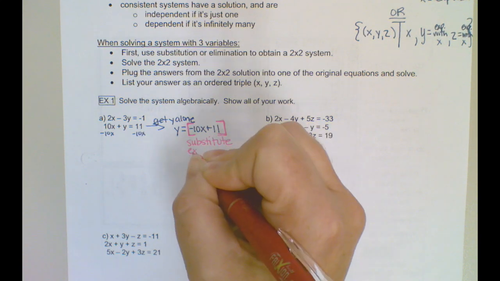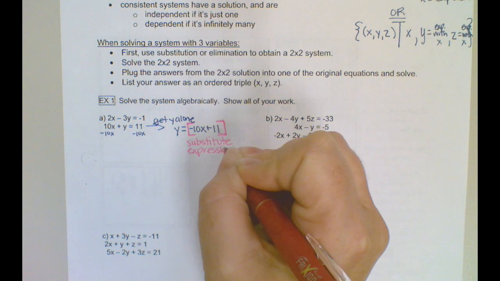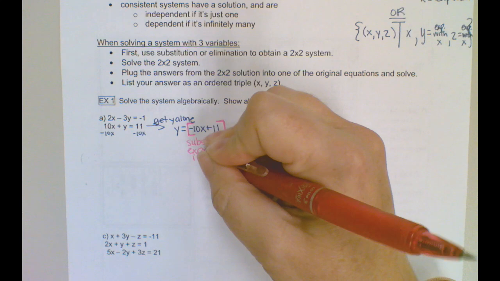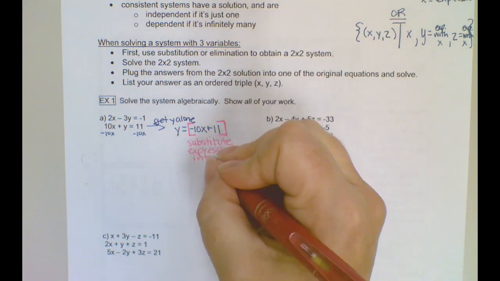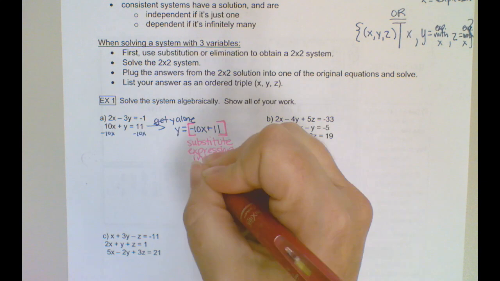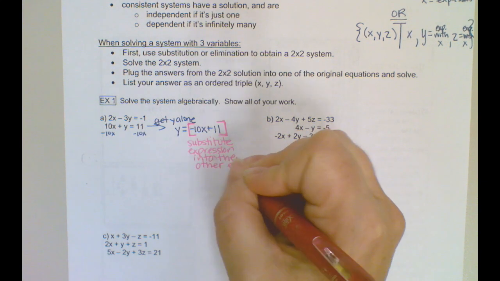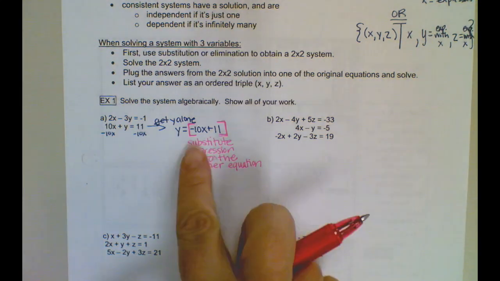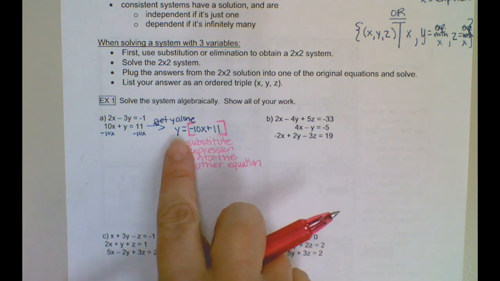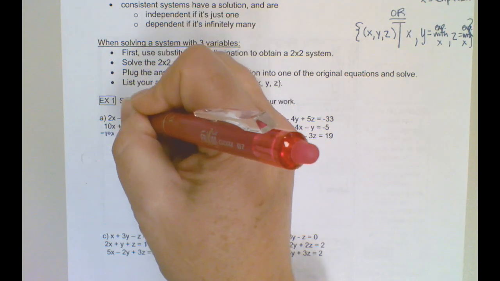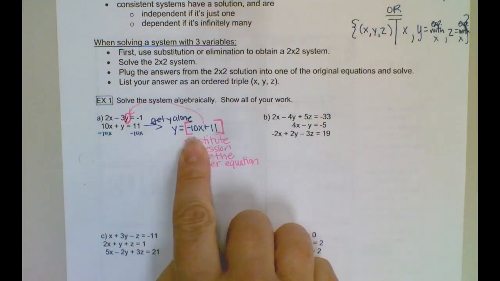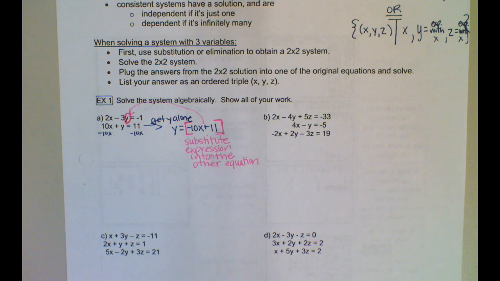So now I am going to substitute this expression into the other equation. So not the same equation that I just solved for y, it has to be the other one. So negative 10x plus 11 is the same as y. So I am going to take y out of this top equation and I'm going to put negative 10x plus 11 in its place.